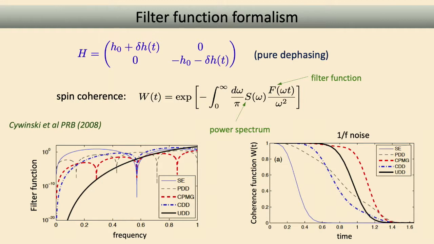Here are the filter functions for these various different NMR pulse sequences I showed you on one of the previous slides. And you can see that at certain frequencies, they have strong drops. So you want to try to align these dips in the filter function with the peaks of the power spectrum to make the information last as long as possible. And here's an example with 1 over f, 1 over frequency noise, for these different pulse sequences. And you can see that, indeed, this technique works. As you use more and more sophisticated pulse sequences, you can make the information last longer and longer.